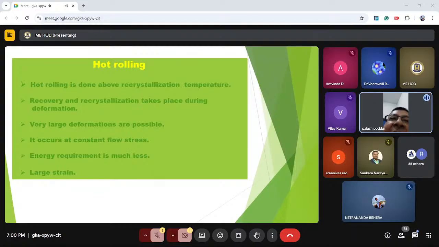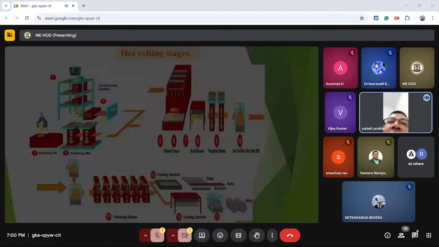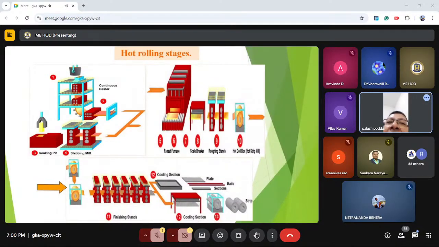Here, step by step, initial thickness, final thickness, initial thickness, final thickness. Come forward, next. Initial thickness, final thickness, and then it will go to the cooling section, and cooling will take place. And then finally we get plates, rail sections, strips. This formation will take place and it will be sold to the market.